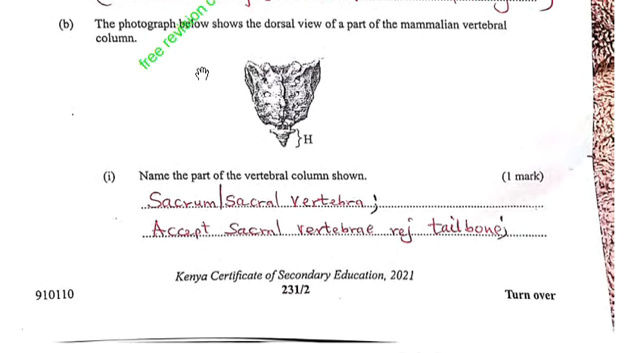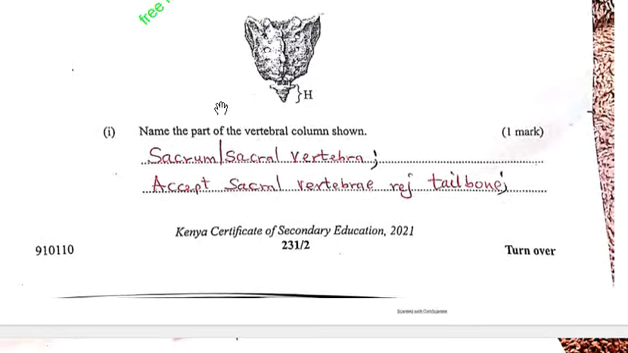Part B, the photograph below shows the dorsal view of a part of the mammalian vertebral column. Roman 1, name the part of the vertebral column shown, and that is a sacral vertebra. And vertebra simply because it is one, it is in singular, or the sacrum simply because these sacral vertebrae are fused to form one bone called the sacrum.